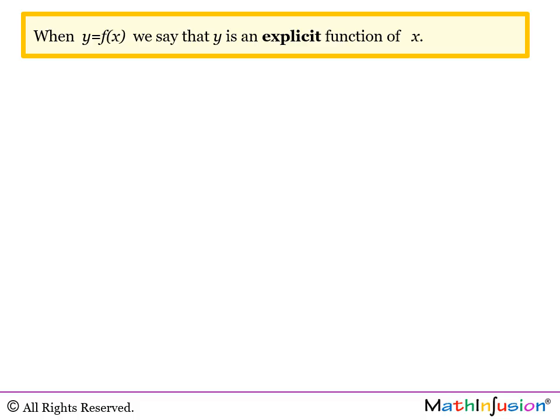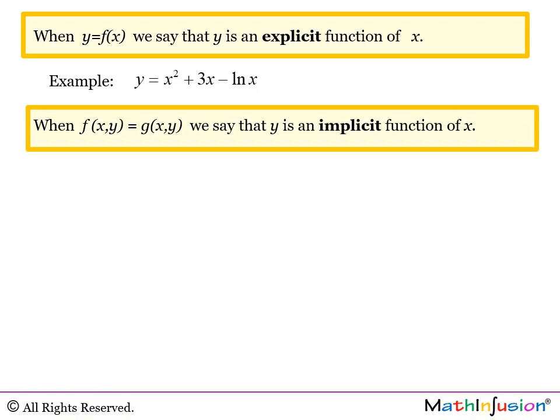When y equals f(x), we say that y is an explicit function of x. For example, y equals x to the power of 2 plus 3x minus ln of x. When f(x,y) equals g(x,y), we say that y is an implicit function of x. Example: 3x to the power of 2 plus y equals 2xy plus cosine y.